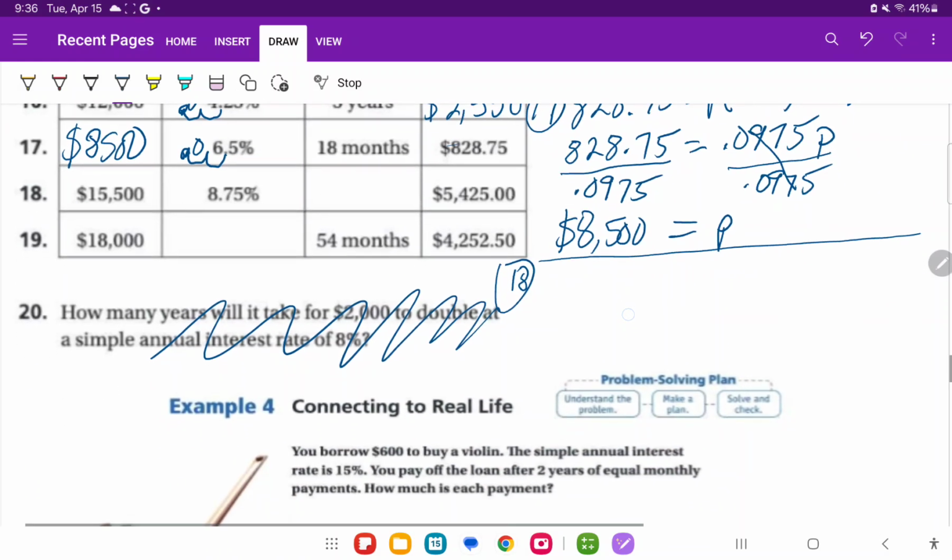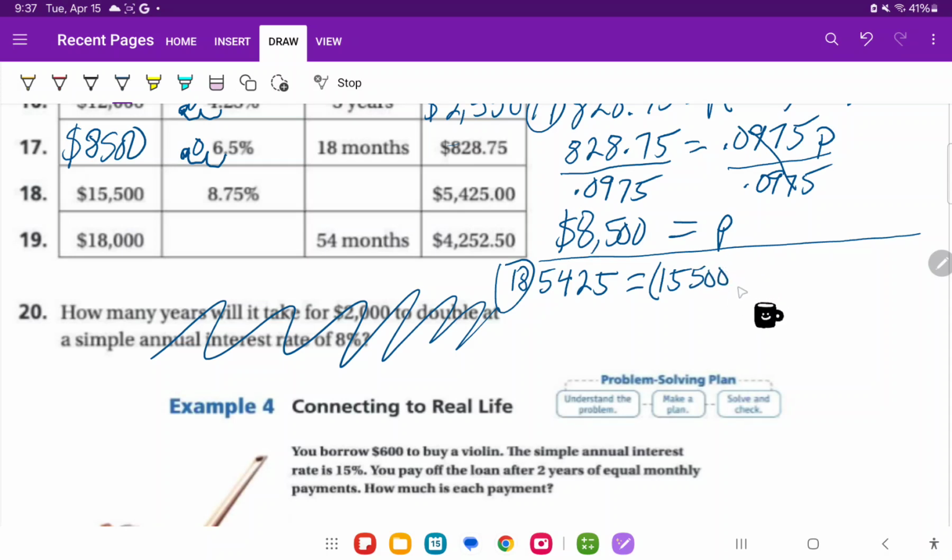All right. So the interest is $5,425. And the principal is $15,500. All right. And then the rate, move this over. That's a pretty good rate. 0.0875 times the time. Yeah, we don't know what the time is.